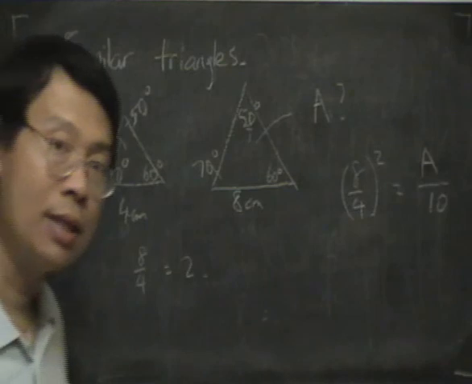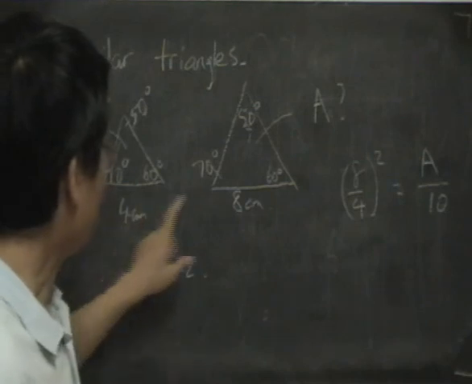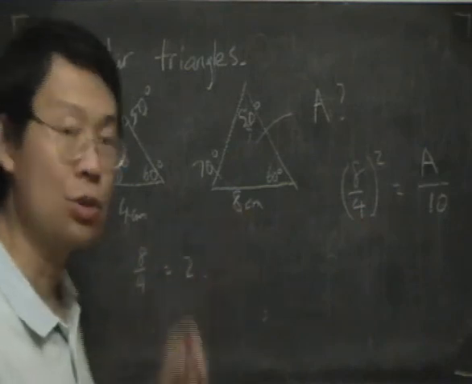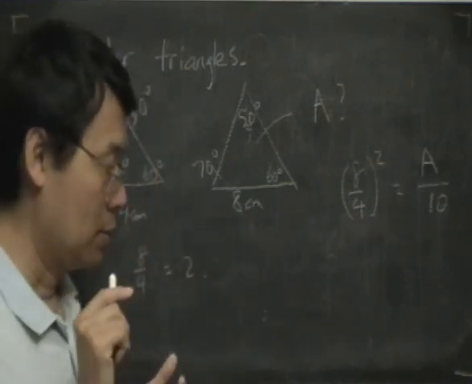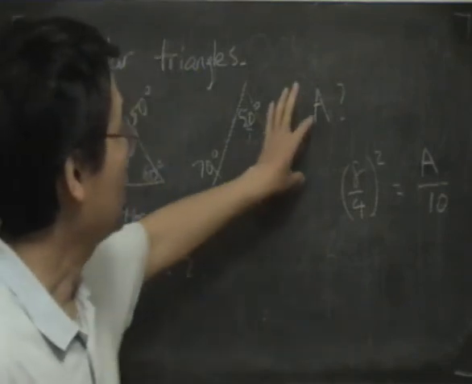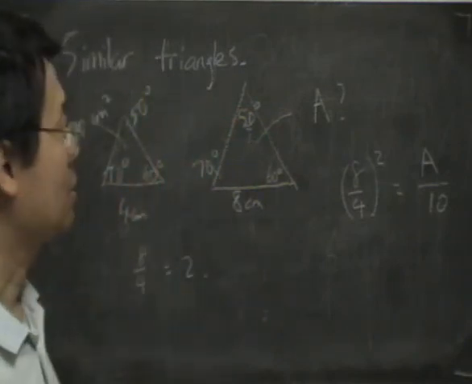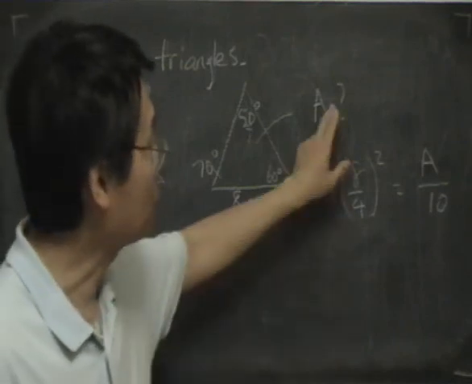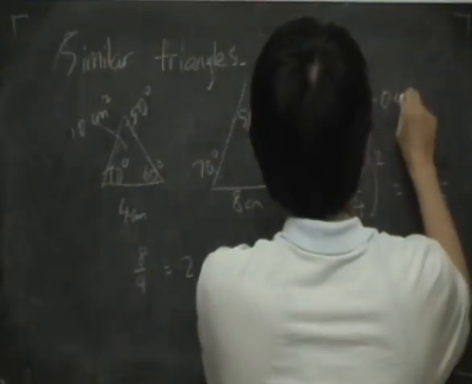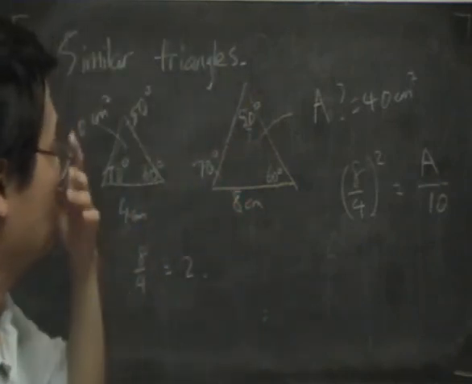Now, there is a simpler way again. You can just look at the two sides and say, that side is 2 times of that. So 2 is the ratio. Now, 2 squared is 4. Therefore, this area is 4 times of this area. And this area is 10. So therefore, this area is 4 times 10, which is 40 cm squared. So that's a quick way to do it.